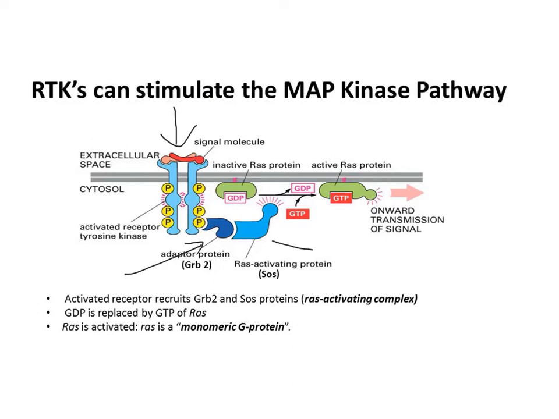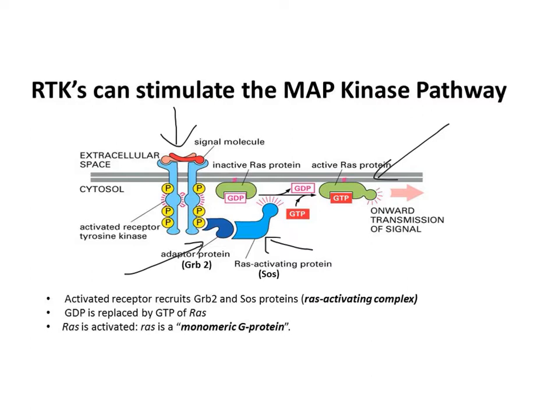And this then interacts with SOS, and SOS serves as a RAS activating protein. SOS and GRB2 will ultimately become activated and move to the membrane and activate RAS. RAS is a monomeric GTPase, so it's a monomeric G protein that binds to GTP and can hydrolyze it. In its GTP bound state, it's turned on. When it hydrolyzes GTP to GDP, it is turned off.